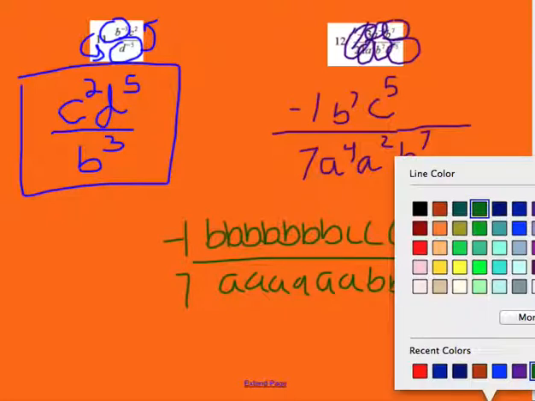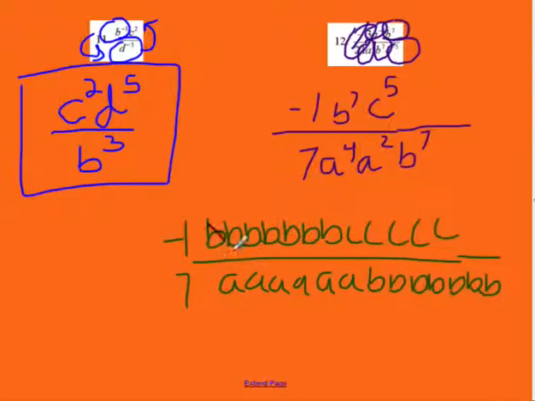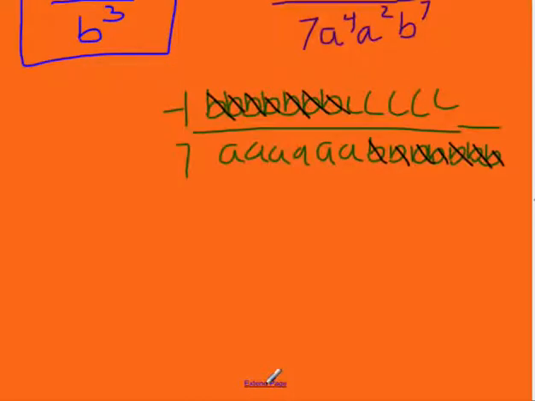So now I want to go out and cross off what I can. Well, I have 1, 1, 2, 2. So I'm just crossing off any pairs. I notice that all of my B's completely cancel out, so they cancel out to 1.